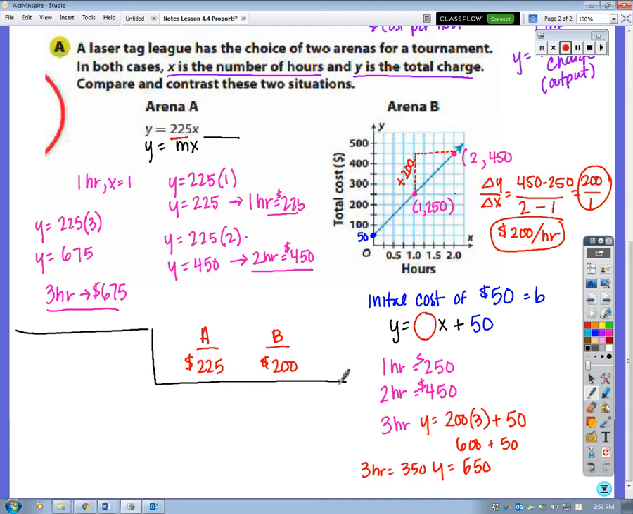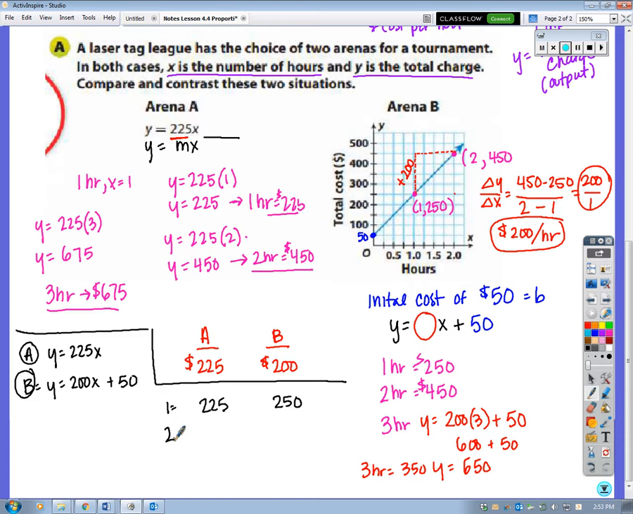Okay, so comparing and contrasting, I'm going to make an equation. I already have one for A. A is y equals 225x. B is y equals 200x plus 50, right? Because it's got that initial cost. So if we compare these at 1 hour, A is going to cost $225. B is going to cost $250.